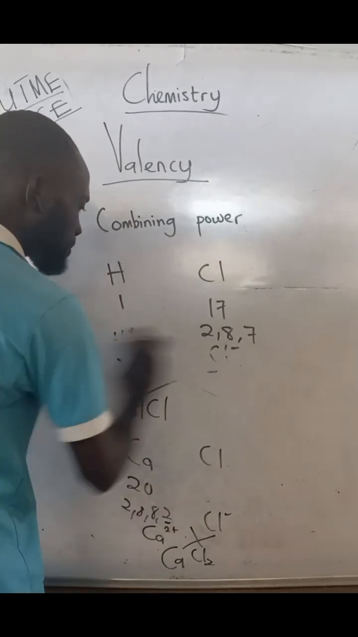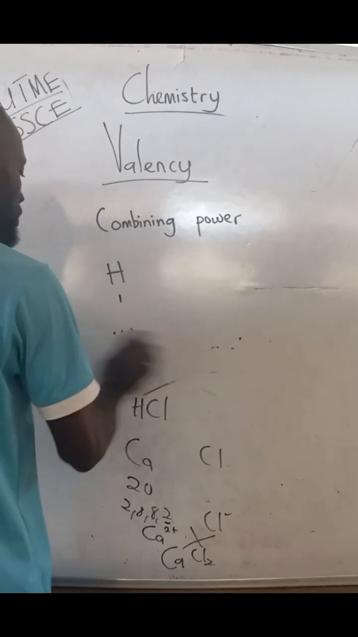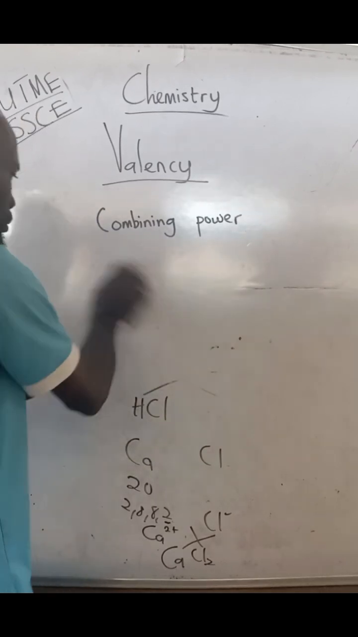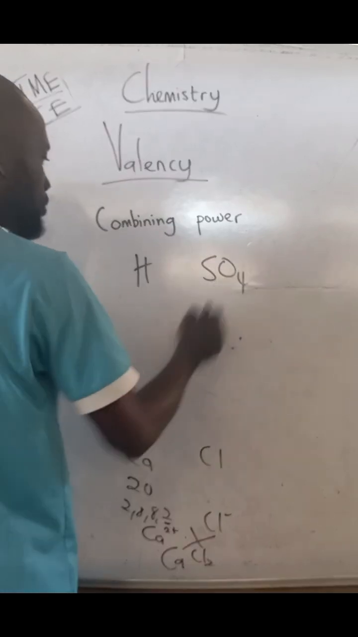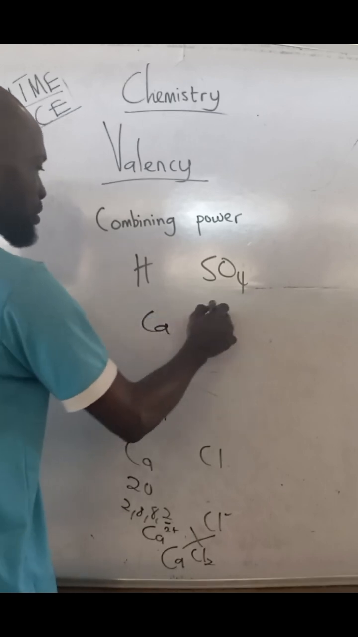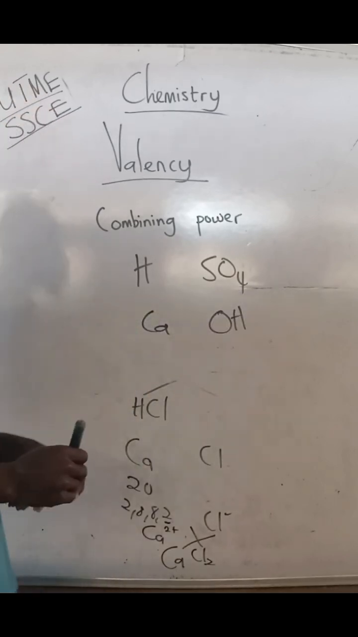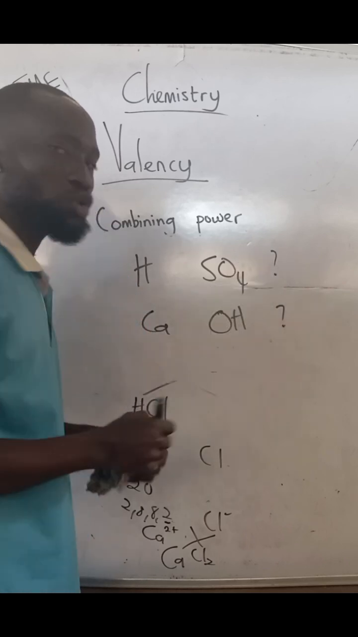To make sure that you understand this, please go and try this: hydrogen and SO4 2-, and then calcium and hydroxide ion. Please try and do these 2. Try them. Let us know what you understand about them.